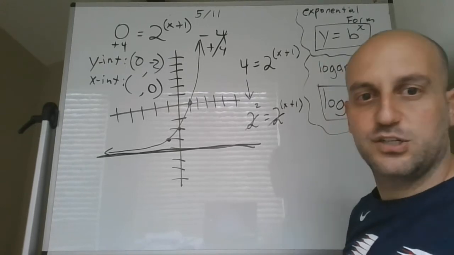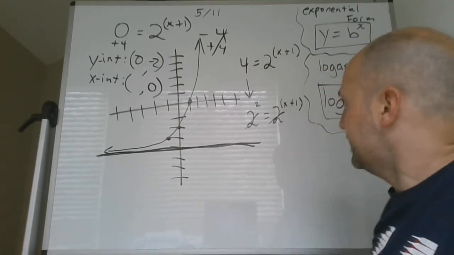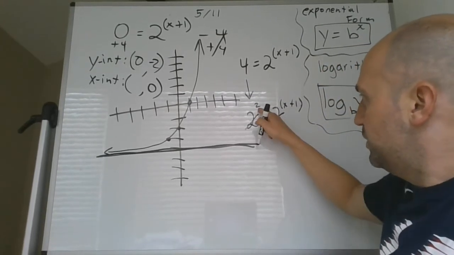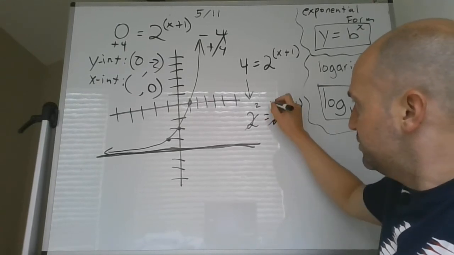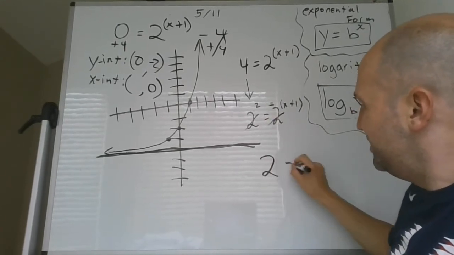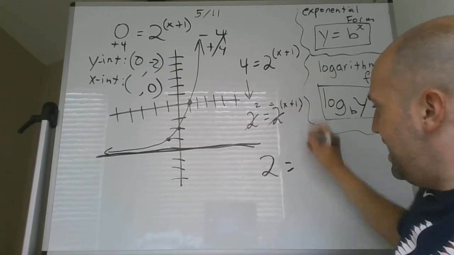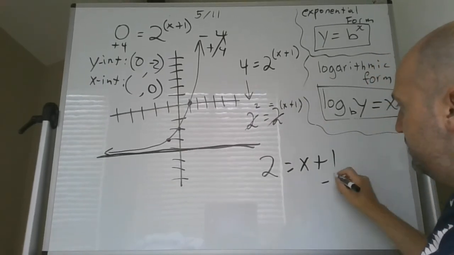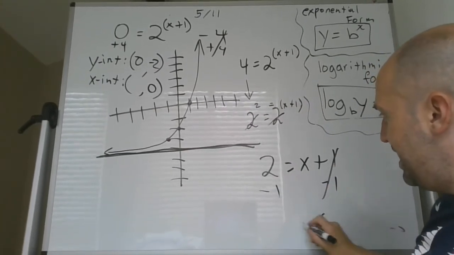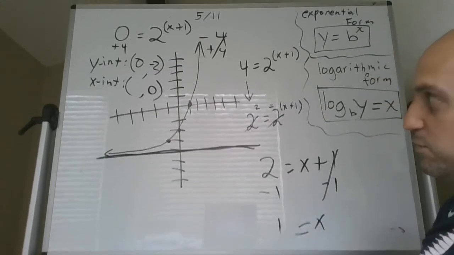Technically, if you want to cancel that, you can do log base 2 on each side, but we're not getting to that right now. Cancel them out. That leaves us with, I just set the exponents equal to each other. So that's 2 equals x plus 1. Minus 1, minus 1. X equals 1.